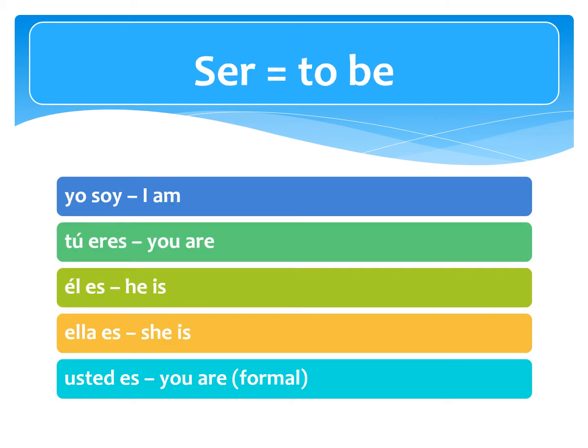Soy is I am. Eres, you are. Es, he is, she is, or you are, the formal version. Notice I place the pronouns in front of the verb if I'm making a statement. If I'm making a question, I can put them after the verb. Oftentimes in Spanish, these pronouns are going to be omitted, and it means the exact same thing.